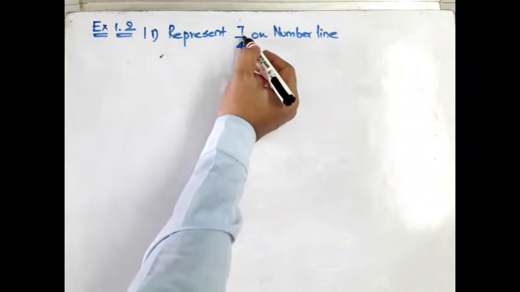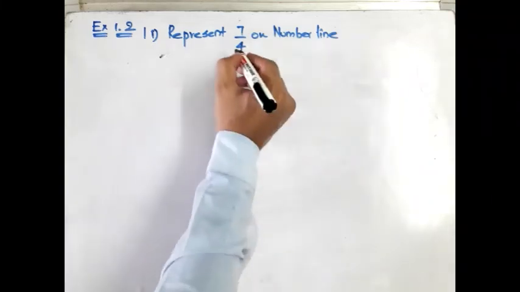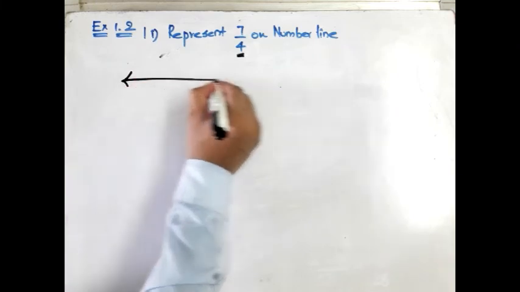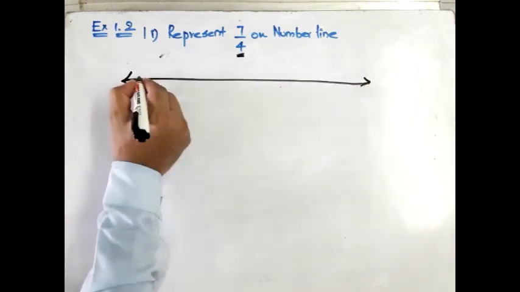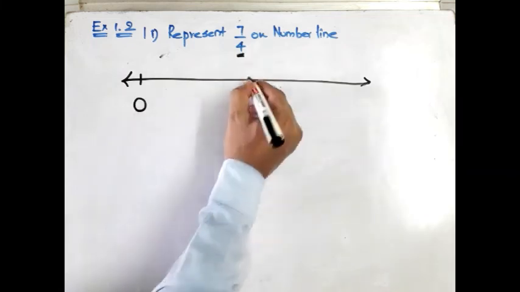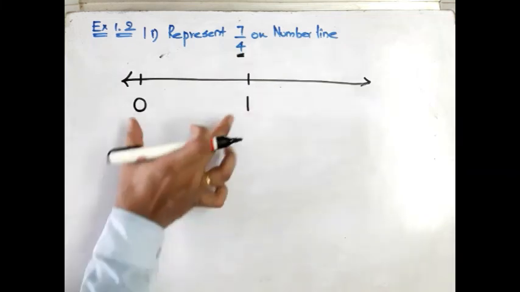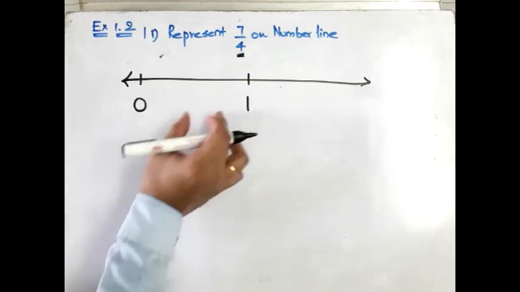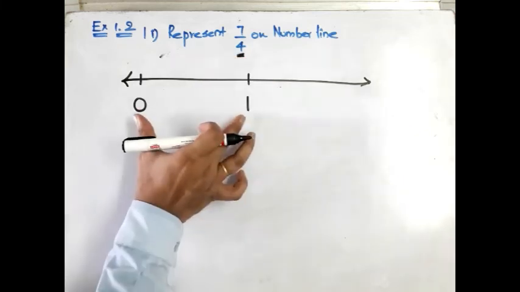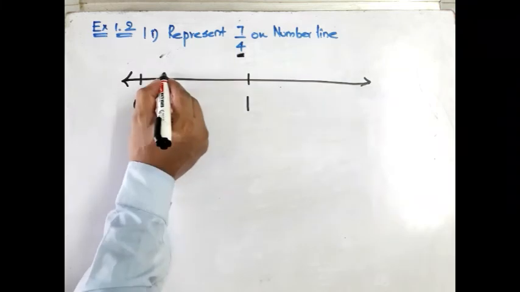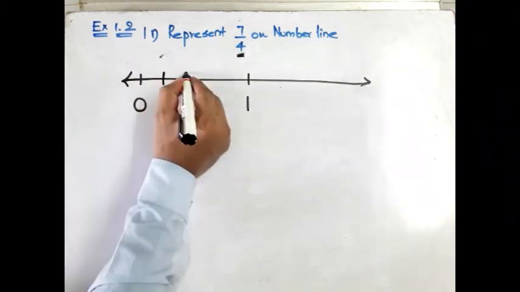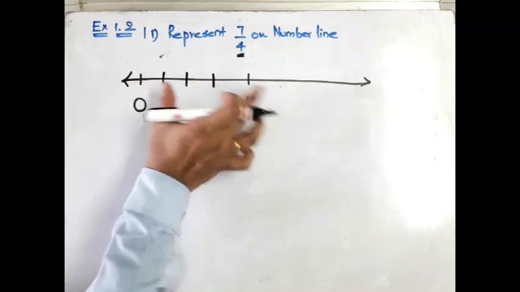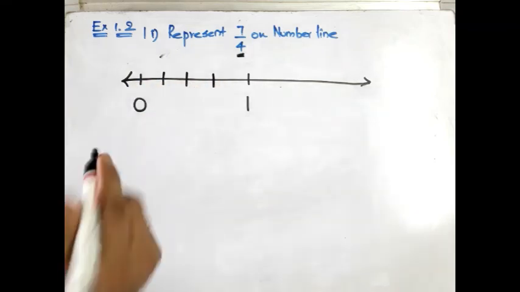So we have to represent 7 by 4 on the number line, and the denominator we see here is 4. That 4 indicates into how many equal parts the unit length should be divided. Unit length, 0 and 1, 1 unit. You will understand why I took more than 1. So the denominator is 4, which indicates we have to divide this unit length into 4 equal parts. So this one, 1, 2, 3, 4. Look, 4 equal spaces.